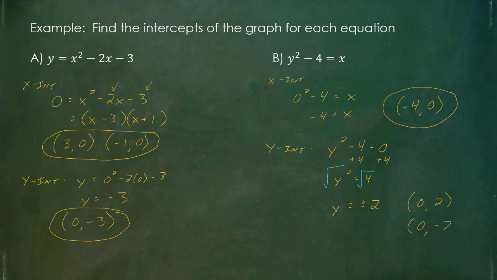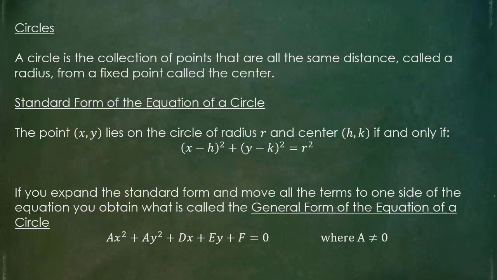So this particular one, if I were to graph it, I would expect to not be a function because I got two different y values for the same x value. So this is definitely not an example of a function. So let's move on to the next topic, which was over circles.